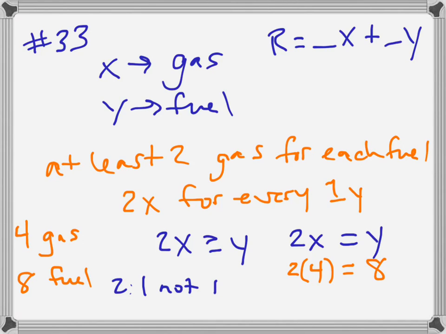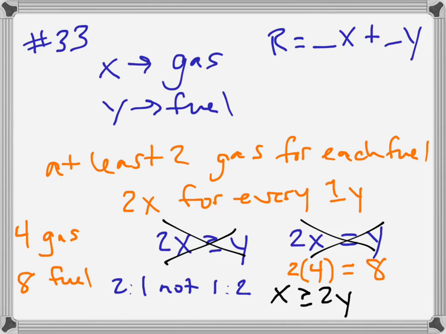not 1 to 2. So in this case, we actually want the 2 over with the Y. We actually need 2 Y's to make up every X. We've got way more X than we have Y. So in this case, this is wrong. We want X is greater than or equal to 2Y. And then let's check at least one other number.